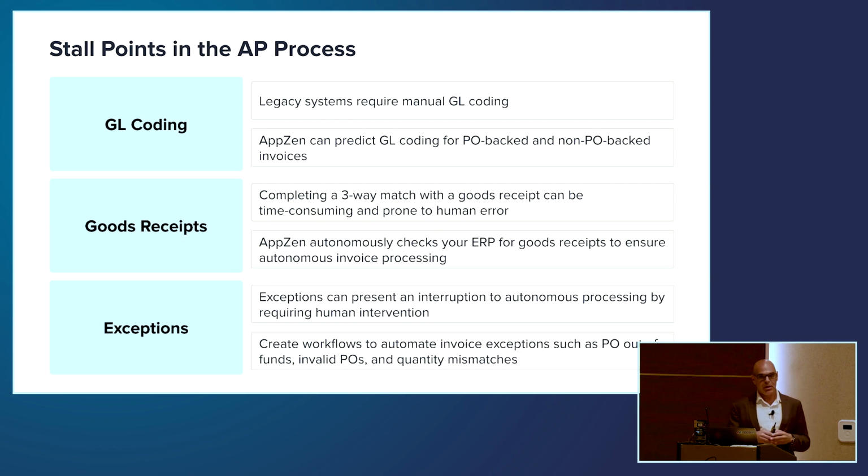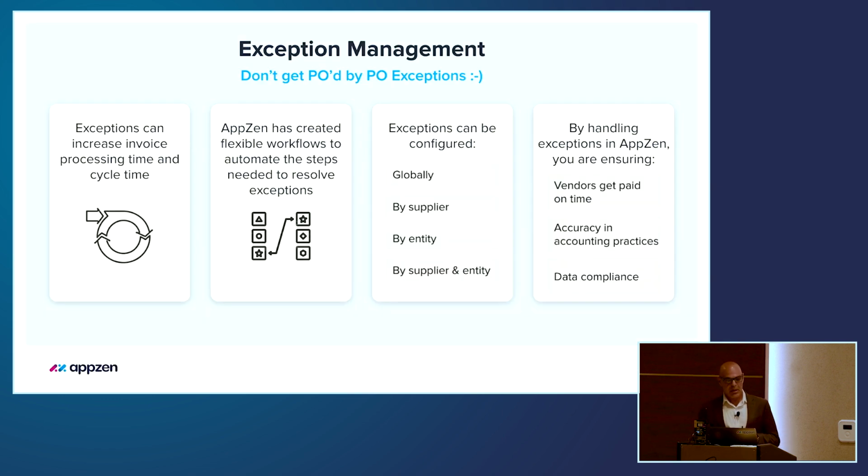And then the other big one is going to be exceptions. There's a number of exceptions that will occur, everything from PO exceptions to duplicates to suspicious suppliers, and how you can build workflows around those exceptions to once again speed up the process and increase autonomous processing. All right? So we're going to focus a bit on exception management right now. When you have exception management in your workflow, you can increase the processing time of your invoices.